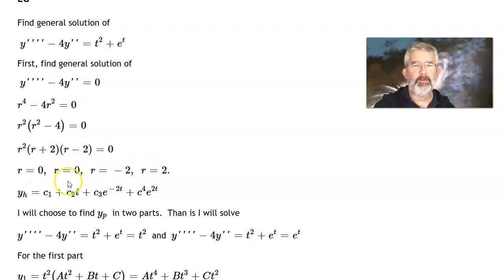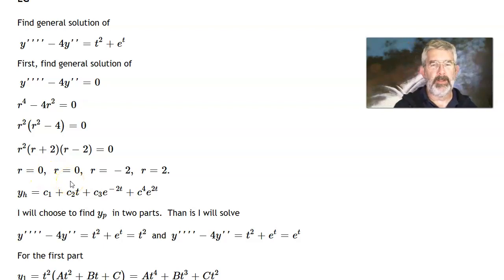Because of that repeated root, I have to multiply by t, right? So r equals 0, we saw this in a previous video, corresponds to a constant, because that would be e to the 0t, which is just 1. So C1 times 1 is just a constant, being a solution to that differential equation. Likewise, because 0 is a root twice, t times e to the 0 is just t, and so a constant times t is also a solution.